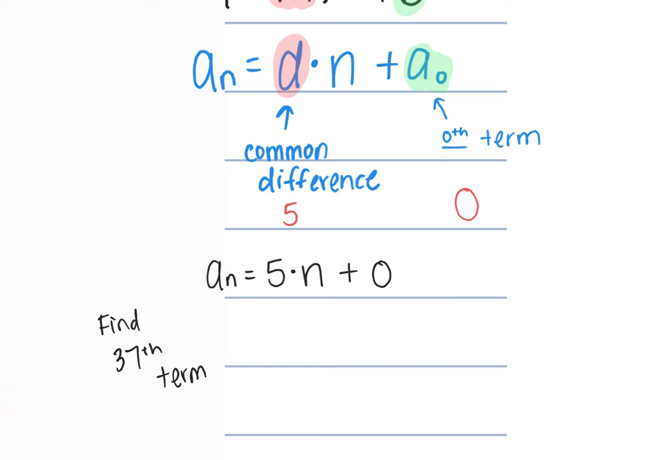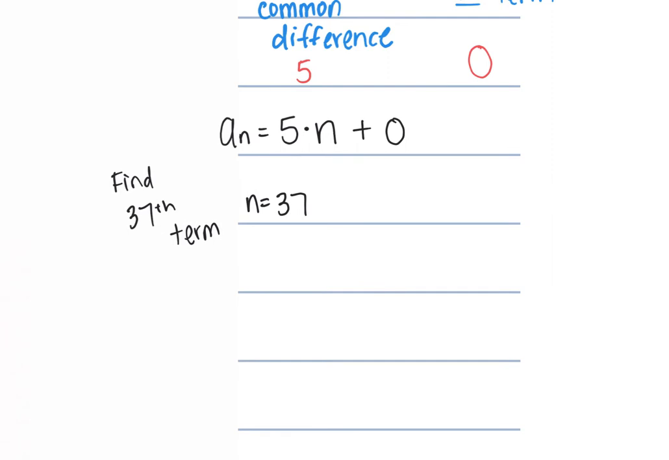What do you think, Grace? Multiply the d by 37. Very good. We're going to say, okay, well, if we want the 37th term, that's the 37th position. So n has to be equal to 37. Okay? And so if n is 37, then a sub n becomes a sub 37. So the 37th position is going to be 5 times 37 plus 0. And we don't really need to put that plus 0, right? Because that just means it's being added with nothing.